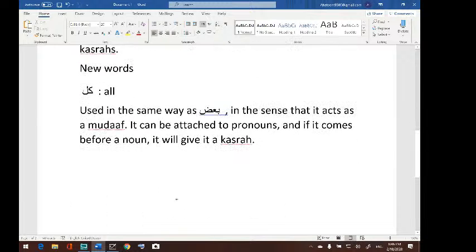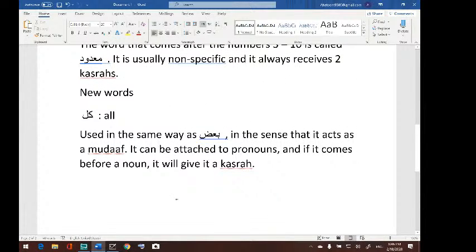Now, let's go over the new words for today. There's one new word, kullu. Kullu means all. Kullu is the same format as ba'du, fawqu, tahtu, amam, khalf. These words act like mudaf, and the word after it acts like a mudaf ilay, basically.